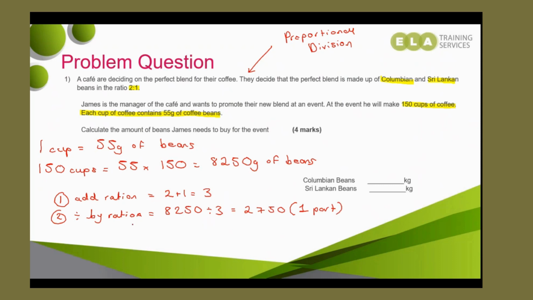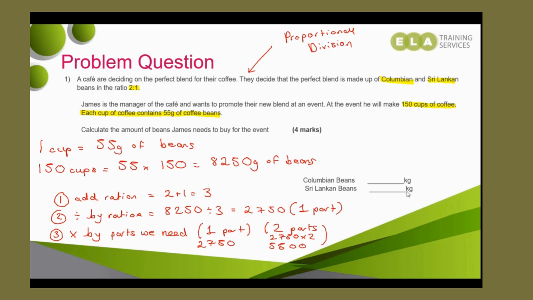And now we multiply by the parts we need. So we know we need 1 part. Oh, we've already got that, so we don't need to do it, which is 2,750. But we also need 2 parts. So we're going to do 2,750 times by 2, which gives us 5,500. And that is it.